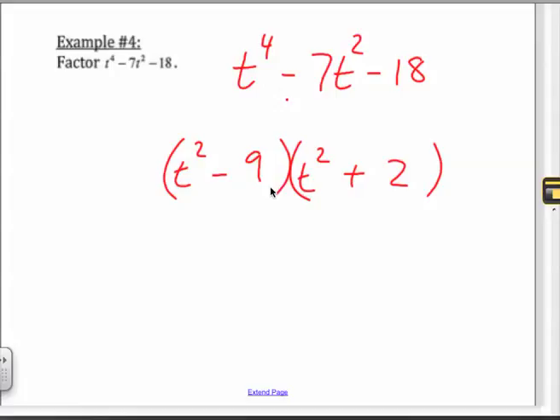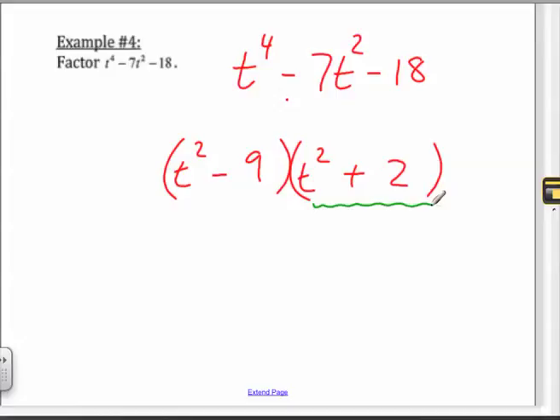Now, Alexander's told me that he saw a difference of 2 squares. But before we get to that, what about this one right here? What about the t squared plus 2? Can I factor that at all, Ian? No, I can't. It's 2 terms, right?